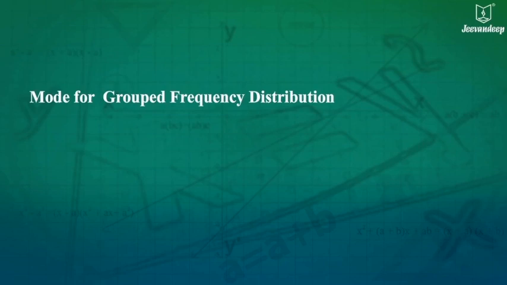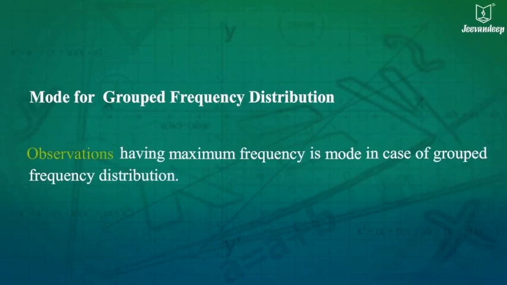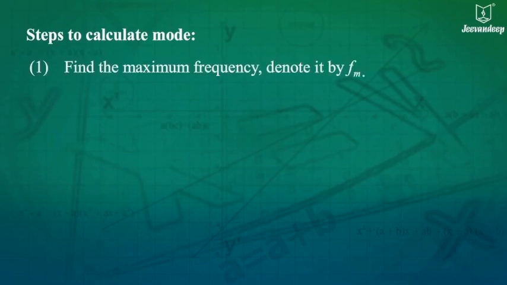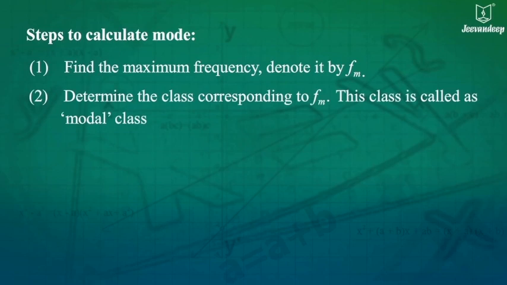Mode for grouped frequency distribution. The observation having maximum frequency is the mode. In case of grouped frequency distribution, find the maximum frequency, denote it by Fm. Determine the class corresponding to Fm. This class is called the modal class.